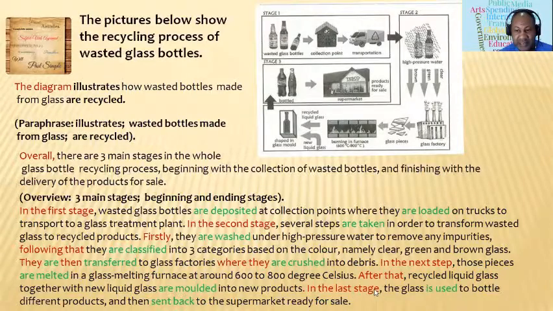In the last stage, so it tells us it's the final stage. The glass is used to bottle different products and then sent back to the supermarket ready for sale. We don't know if it goes back to the same supermarket, but it's a general expression. Back to the supermarket, because they probably came from a supermarket. They're just going back to another supermarket. Okay, so one error that I missed there, my mistake. I'll slap myself on the wrist for that later.